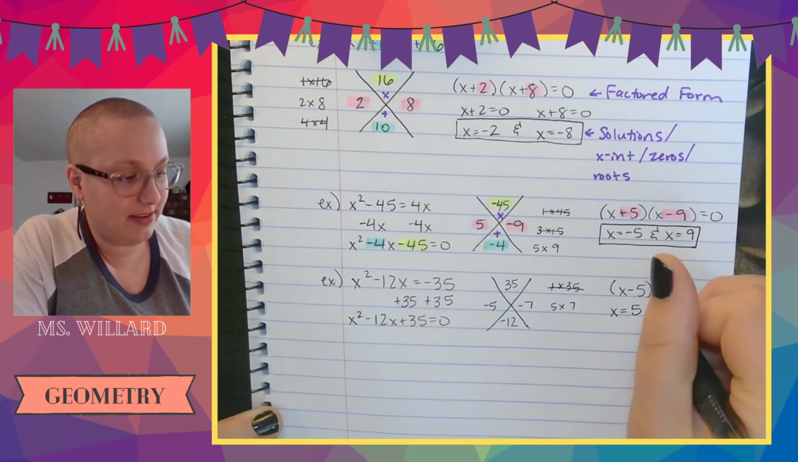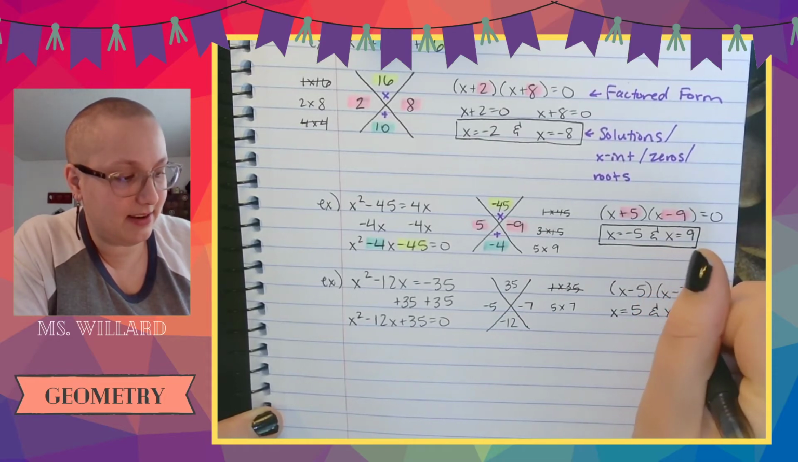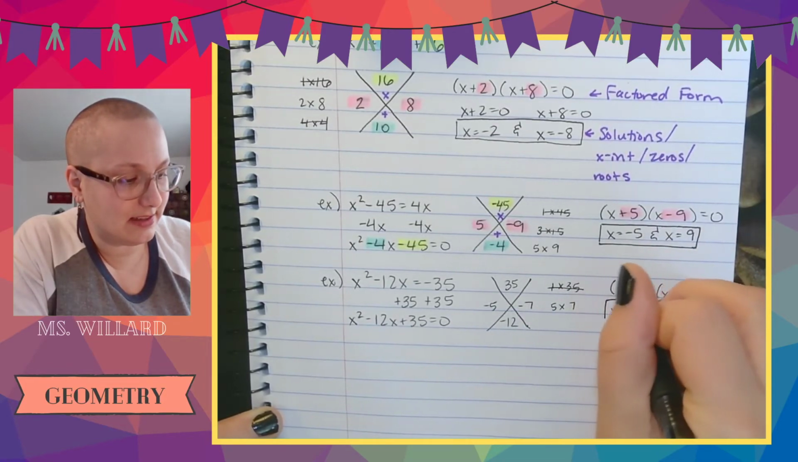X equals 5 and x equals 7 are my 2 solutions because they're the opposites.